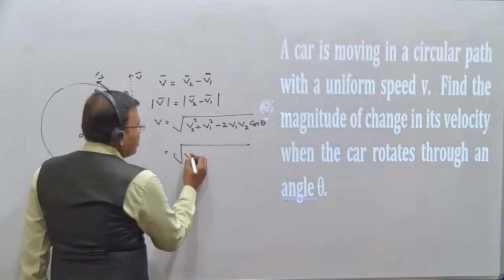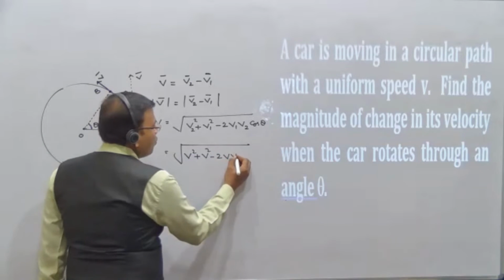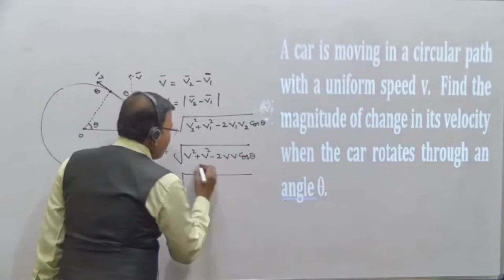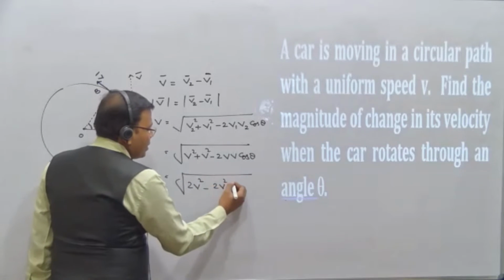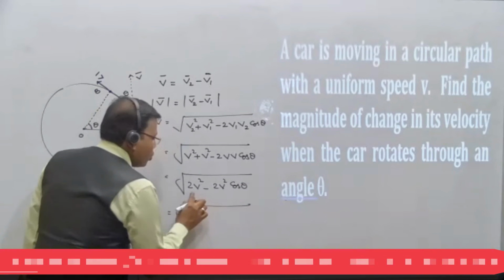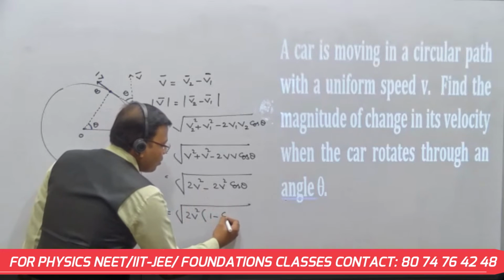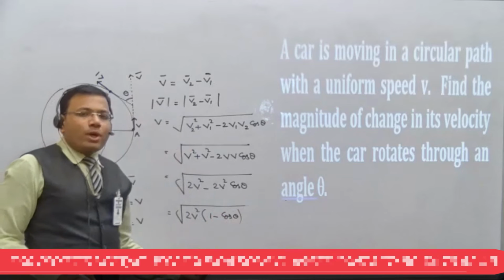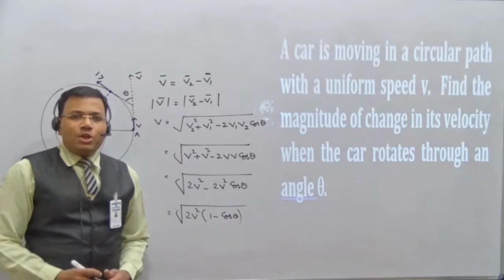So here I'll write this is v square plus v square minus 2 into v cos theta. That is equals to under root of 2v square minus 2v square cos theta. So 2v square common, this is 2v square, 1 minus cos theta. So this is the answer we are getting, 2v square into 1 minus cos theta. But this answer may or may not be mentioned in the options.